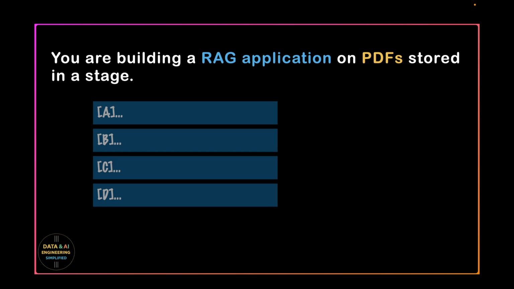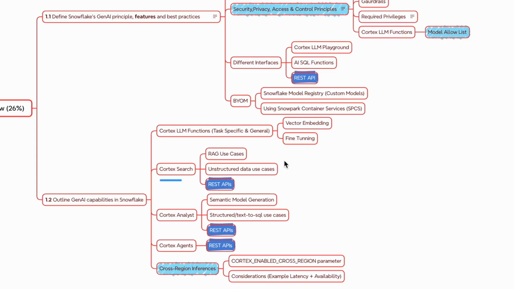Next, you are building a RAG application on PDF stored in your stage. Again, you will be given four options like Cortex Analyst, Cortex LLM function, Cortex Search, and Cortex Agent. The correct answer is Cortex Search, because unstructured data and retrieval of those informations is supported by Cortex Search, and you should have that high level understanding.